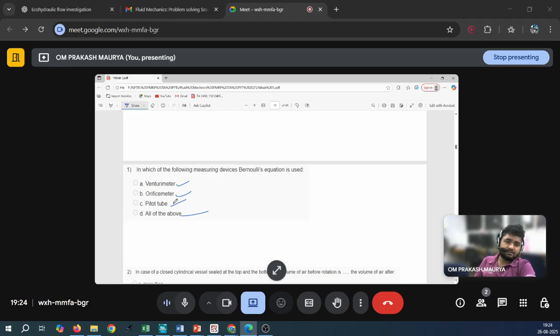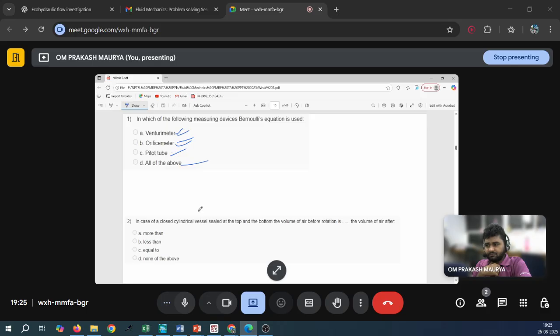The question is this. Definitely, as we have seen in the earlier classes, we apply it for calculating the discharge or whatever, depending on the question. We apply the Bernoulli equation in the Venturi meter, orifice meter, Pitot tube, everywhere. So all options will be correct. Now let us move on to the next one.